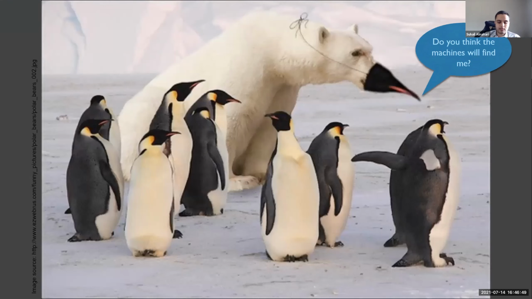Also, let's say you have images of penguins, but then you find a bear. Your machine learning model would still think it's a penguin because it just wasn't trained on a bear that wears a penguin head on it.